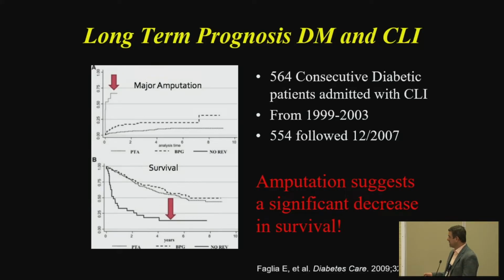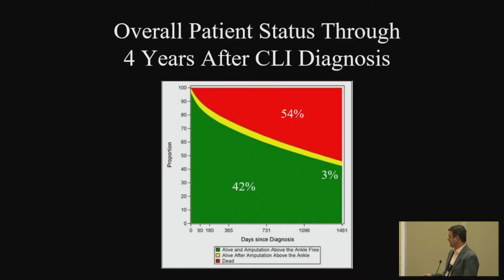Can we interrupt that process? I think we can. When we look at patients that have critical disease and they either get a bypass operation or an endovascular surgery compared to an amputation, there's a significant difference in survival. And so amputation suggests that there's a decrease in survival with amputation.